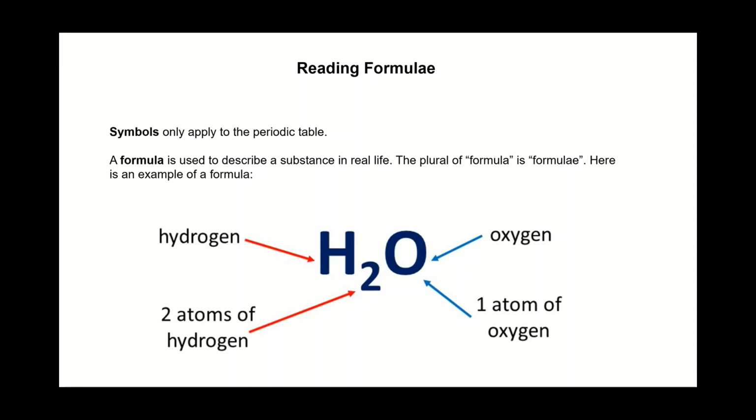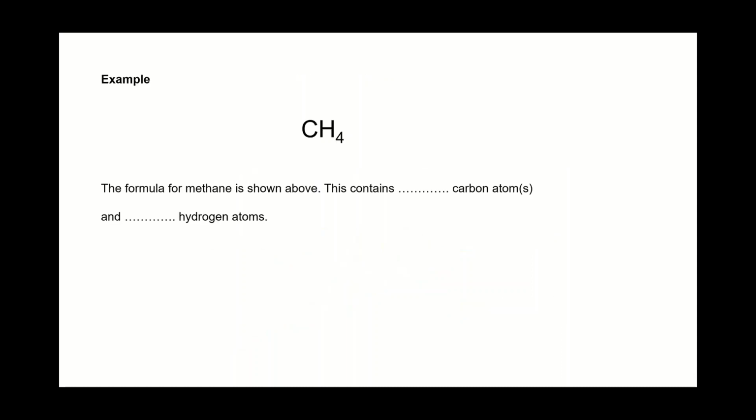In the following examples, I suggest pausing the video and trying to complete the sentences yourself. The formula for methane is shown above, and this would be pronounced CH4. This contains 1 carbon atom and 4 hydrogen atoms. That is what the formula means.